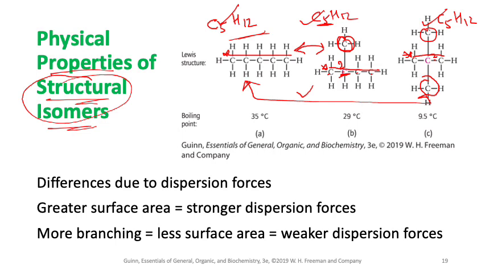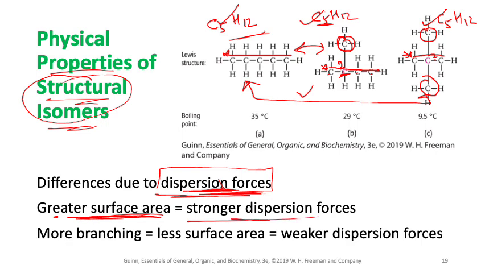So now let's see what are the physical properties of these structural isomers. Because of the different structure, they might have different dispersion forces between them, and because of different dispersion forces, they might have different boiling and melting points. So how would the dispersion forces affect the boiling and melting point? We already know from the previous chapter that dispersion forces depend on the surface area. If 2 molecules are in contact with a greater surface area, that means they can have strong dispersion forces, right?